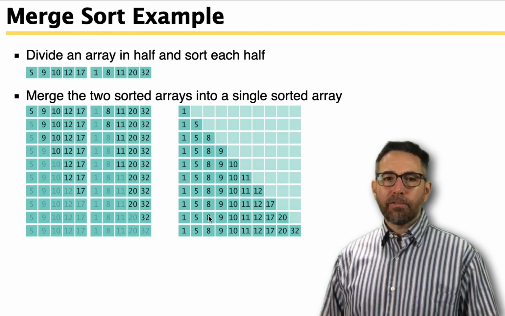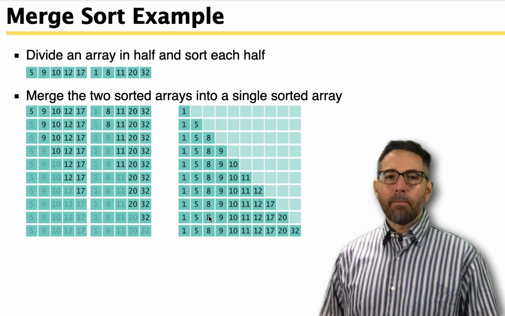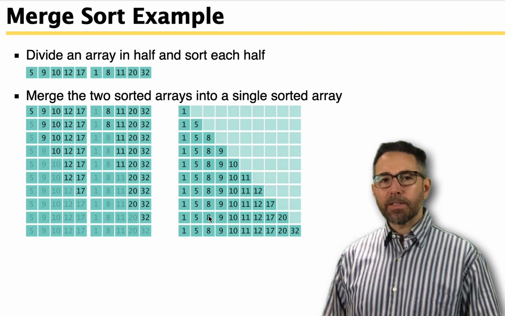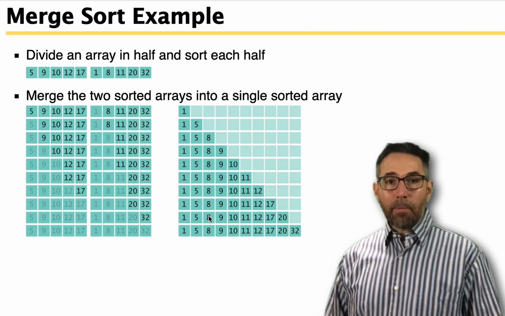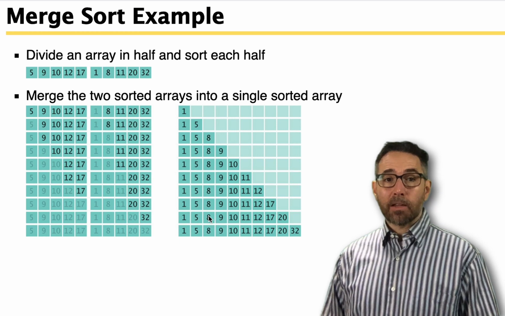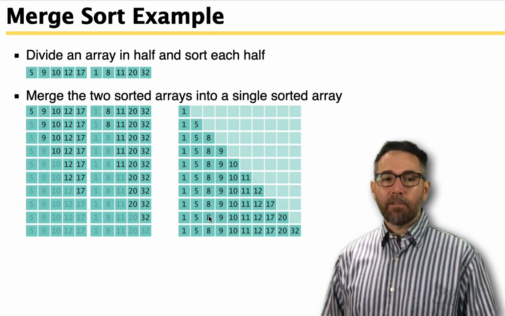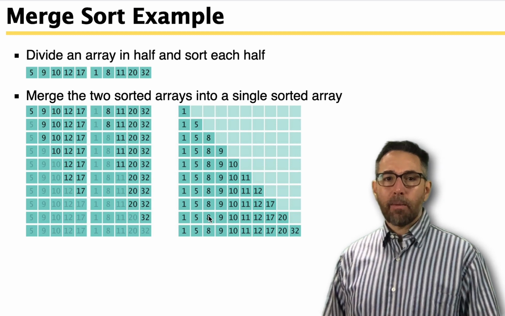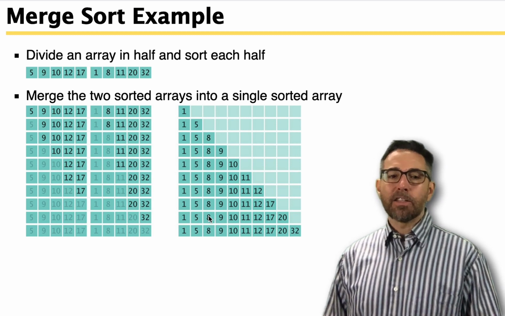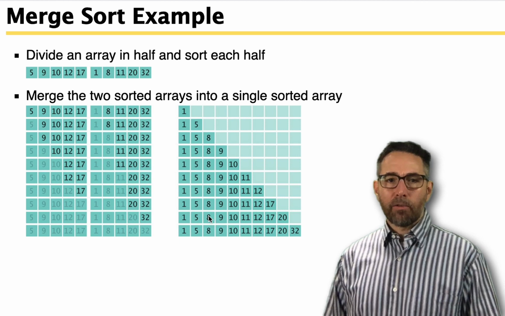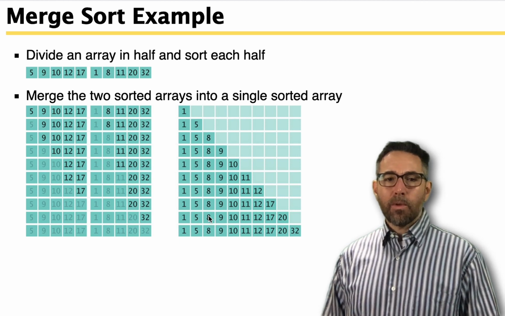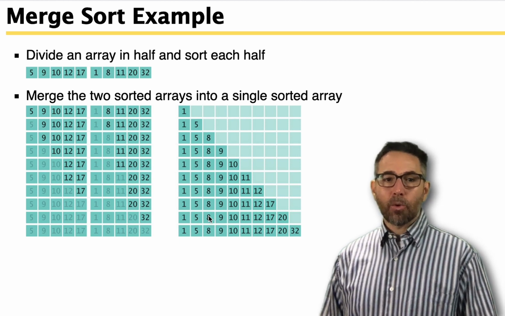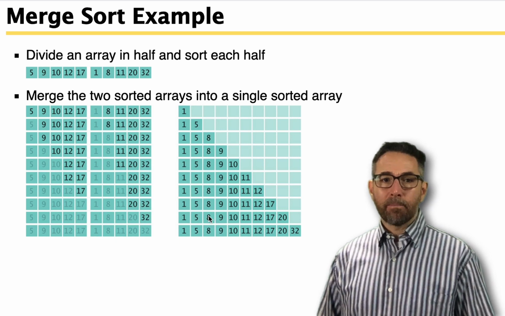And now we're out of data on the left-hand side, but we still have two data elements on our right-hand side. No problem, because we know that our right-hand side is sorted. So if we run out of elements on one side of our array, we just copy the remainder elements that are already sorted from the subarray into the final array. So we copy over the 20, we copy over the 32. And in this way, we've completed the sorting of our array by doing merge sort.